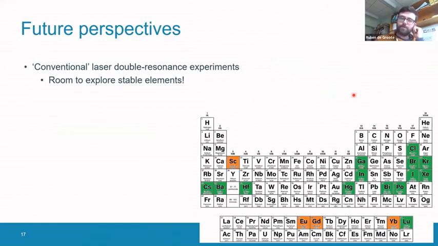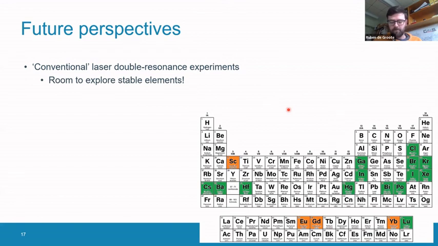But more in general, if you take a step back and look at what we could do as a collective, as a team, there's a lot of value in exploring these conventional laser double resonance experiments like what I showed you on the previous slide. There's lots of room to stick to the stable ion beam laboratory and study many more of these stable elements. The ones that have been measured have all been measured with some form of atomic beam magnetic resonance, except barium. I'll come back to that.